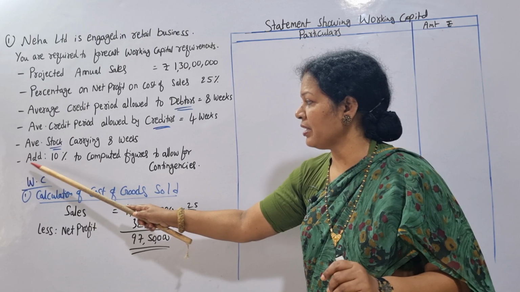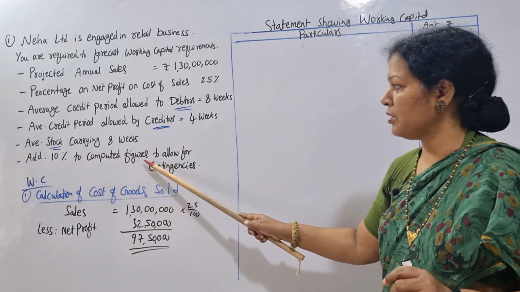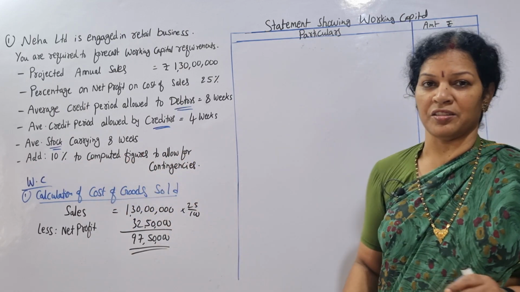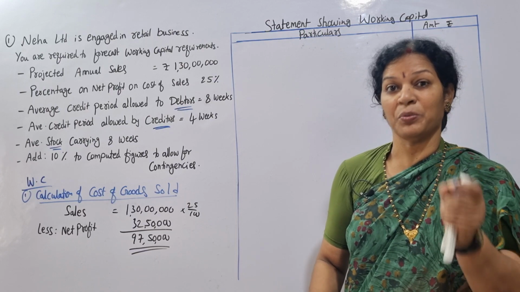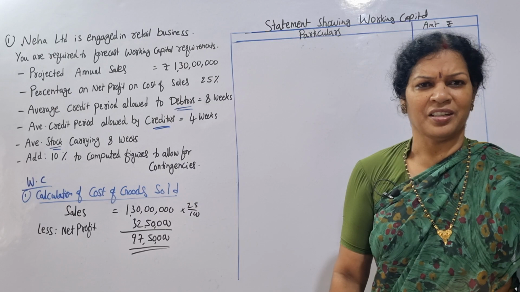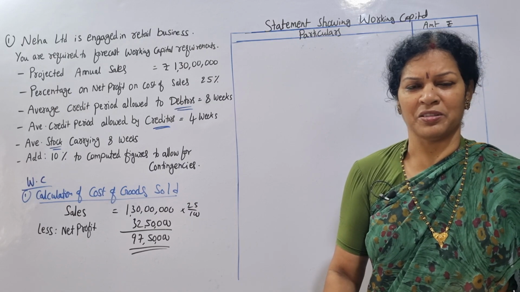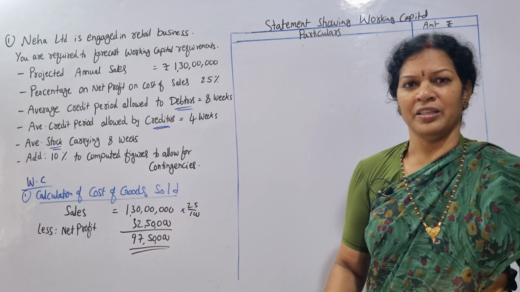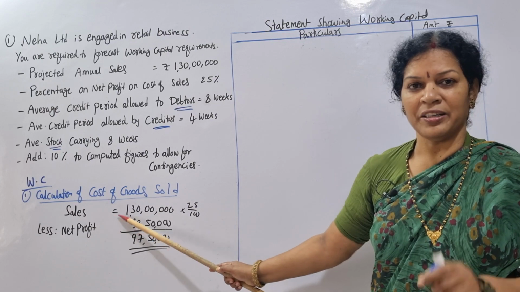After that, what they are saying: add 10% to computed figures to allow for contingencies. Once you get net working capital, there we are going to add this 10% contingencies. That is, as we have done margin or surplus, margin or any extra contingencies amount, we are adding 10%.